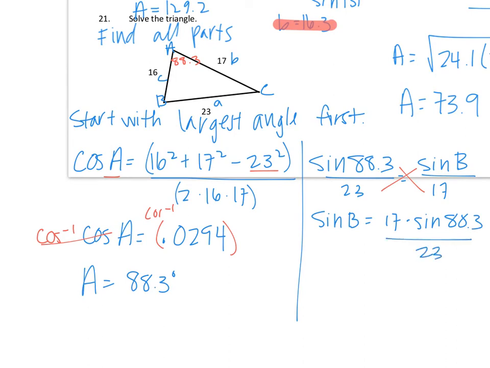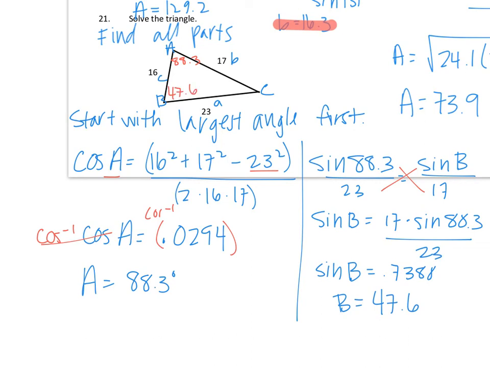Let's pop that in the calculator. And I got sine B equals 0.7388. Do some good old inverse sine. And I got B equals 47.6. B is 47.6.